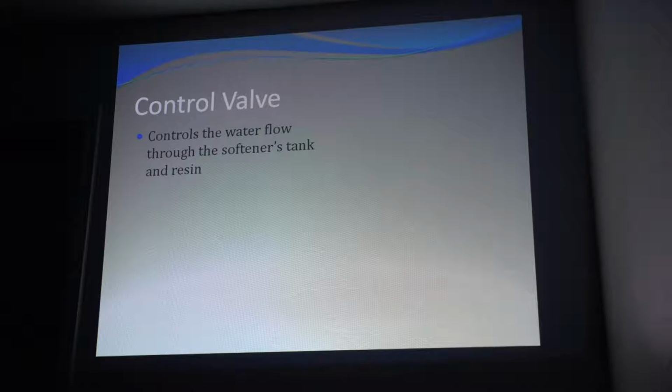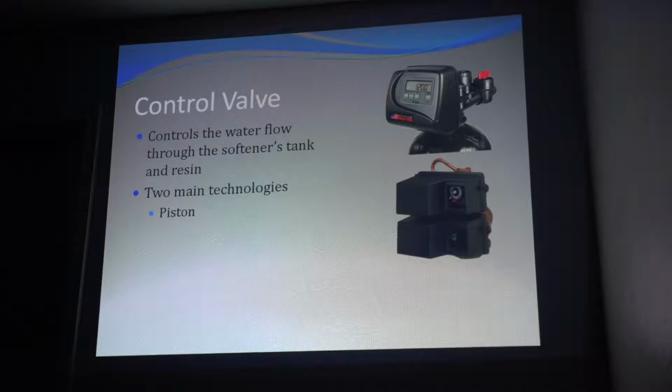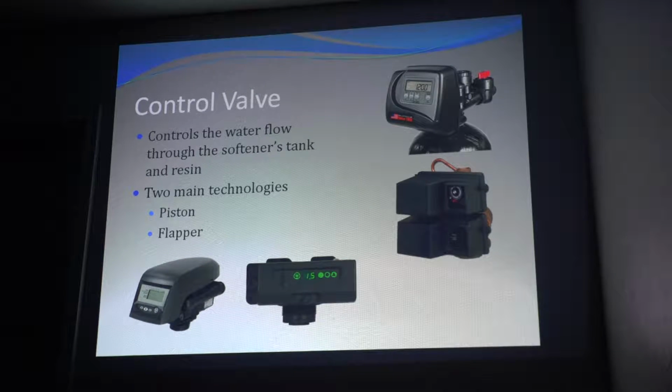The control valve controls the water flow through the softener tank and resin. And there's two main technologies that are used today, really. One is the piston style, and there's two examples. One is the Clack in the top. That's just a 1-inch single control valve that utilizes a piston, and the bottom is a Fleck 3-inch. That's the 3900. Then you've got the flapper style, which is really strictly used by Autotrol.